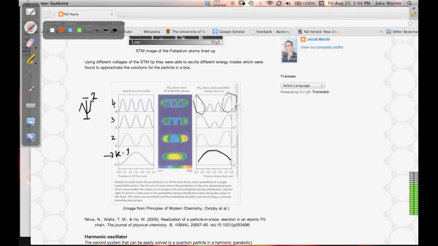But yeah, I just wanted to show you that this is an actual example of how a particle in a box can be shown to work, and it gives you a really good quantum intuition as to how a quantum system will work.